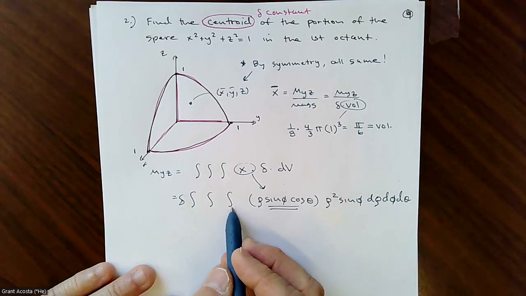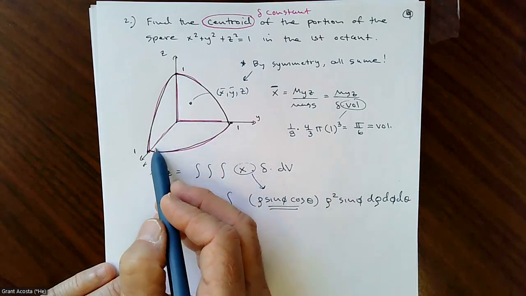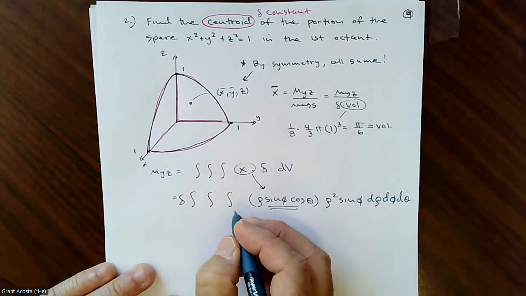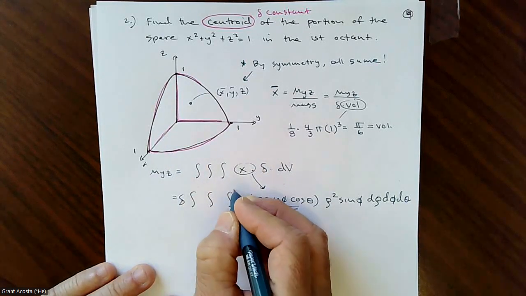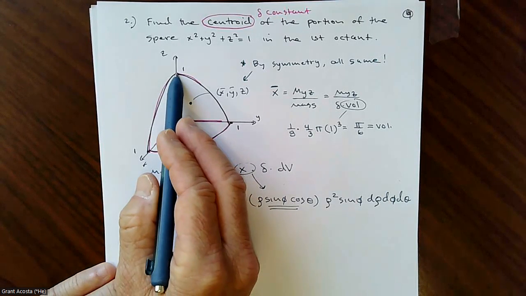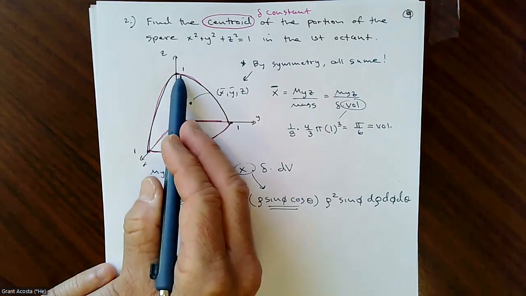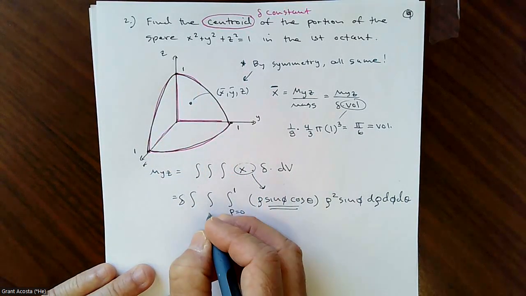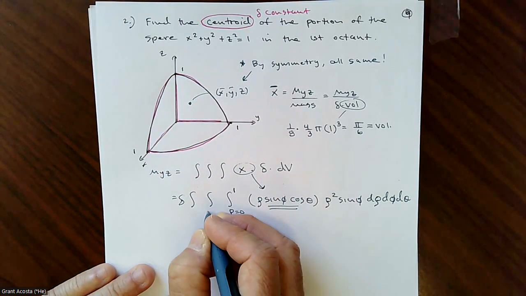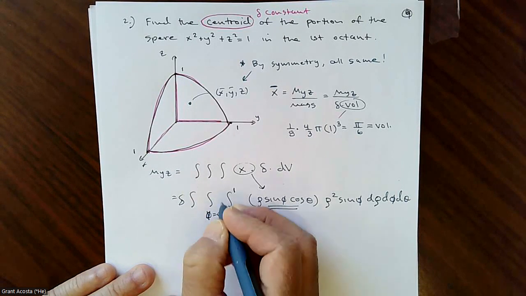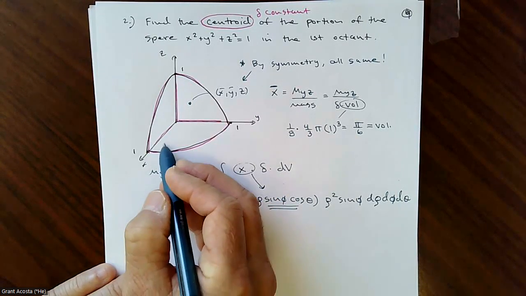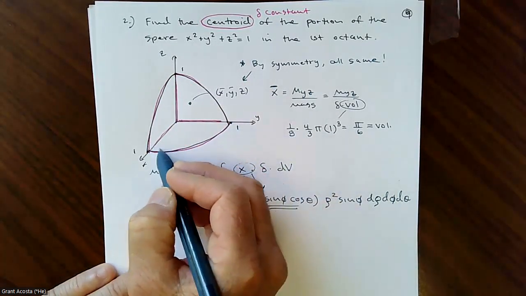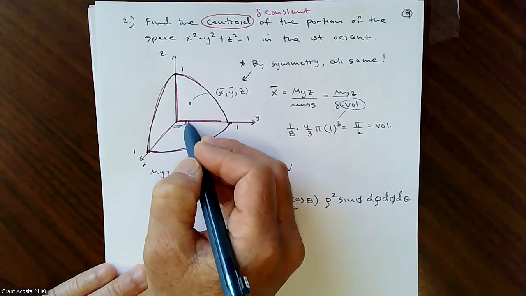Putting limits on this. This is a sphere of radius 1, so to get to any point on here, all I have to do is let rho go from 0 to 1. Phi is the angle from the z-axis, and to get from here to here, that's only rotating pi over 2. So phi is going to go from 0 to pi over 2. And theta is how much you have to swing your angle from x to y to get to this whole region. So that is also pi over 2.